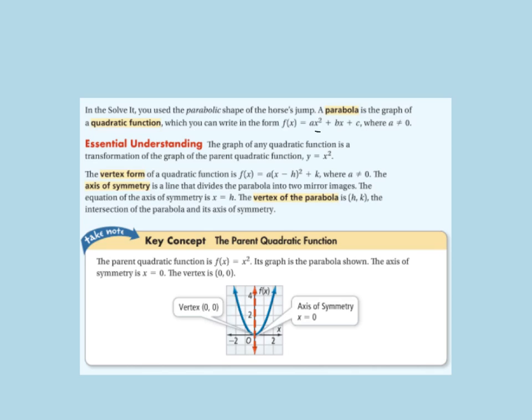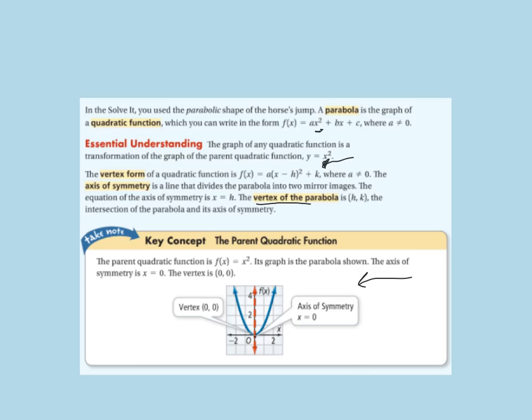So you have x squared like this, or this would be in vertex form, with our vertex being (h, k). That's the vertex of the parabola. This is going to be your parent function. So your parent function always has the vertex at (0, 0).